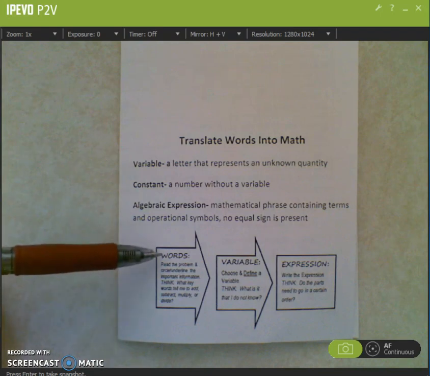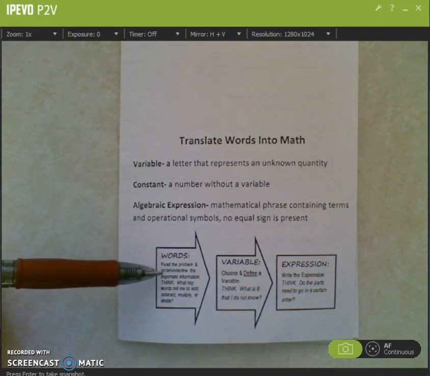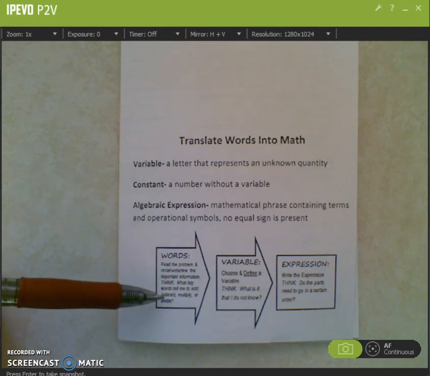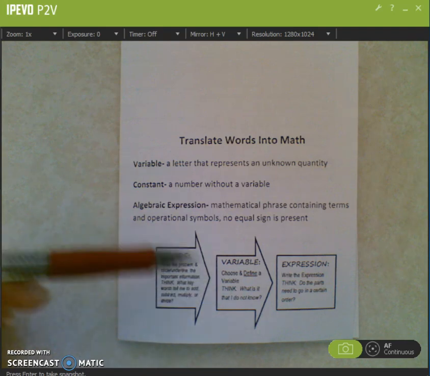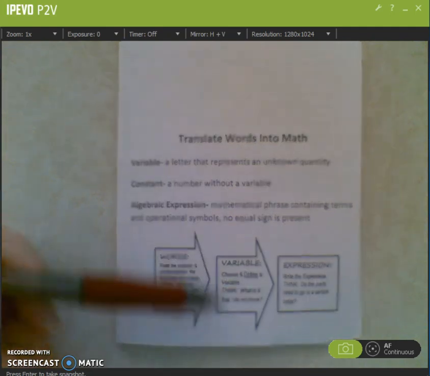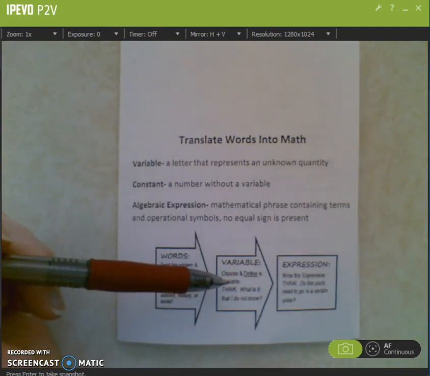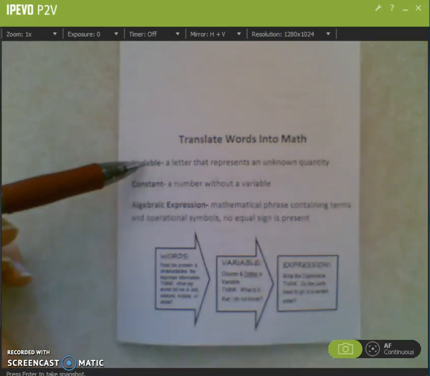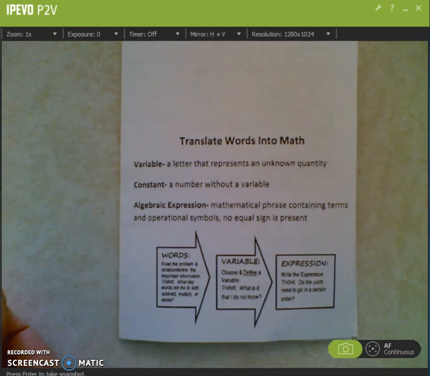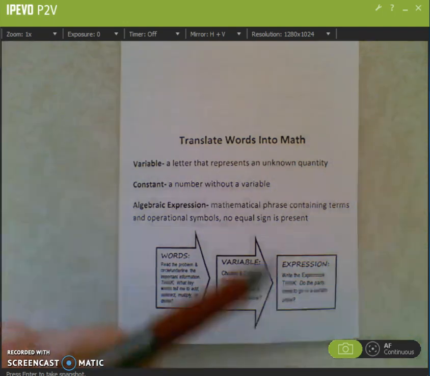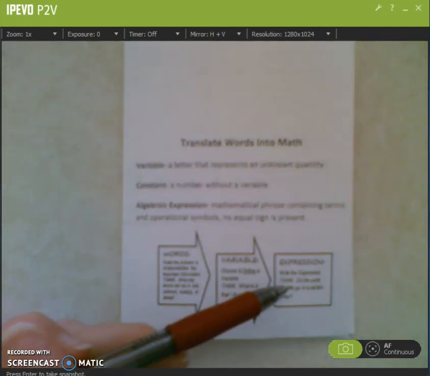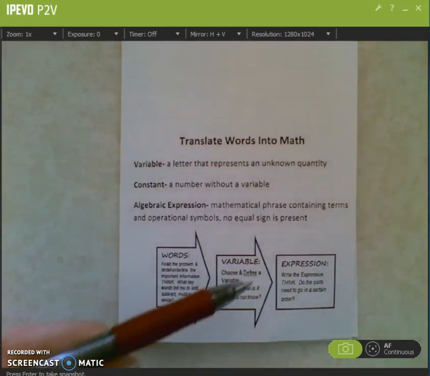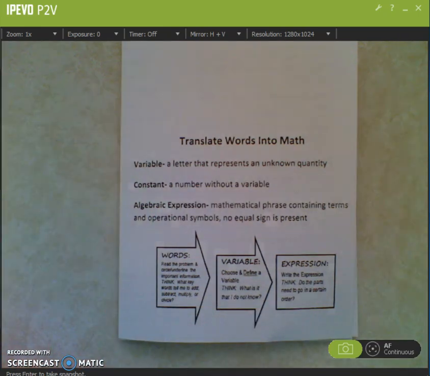We've got this little visual here that we're going to be referring back to as we go. First, we're going to look at the words and read the problem. We're going to circle and underline important information, and think about what keywords tell me to add, subtract, multiply, or divide. With the words, we're going to transfer over to a variable. We choose and define a variable by thinking, what is it that I don't know? What am I trying to figure out? What's the unknown? Because a variable represents an unknown quantity. Then we write an expression by thinking about what the parts are and what order they need to go in. So we'll take the words, define a variable, and then write an expression.